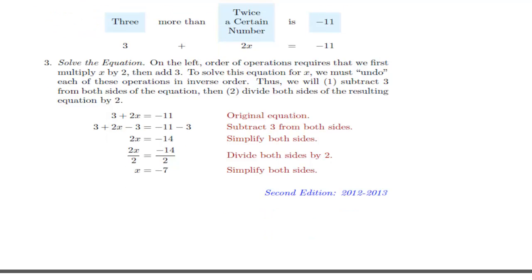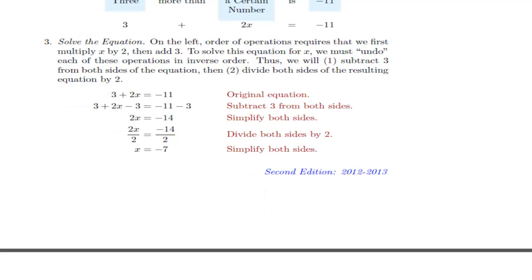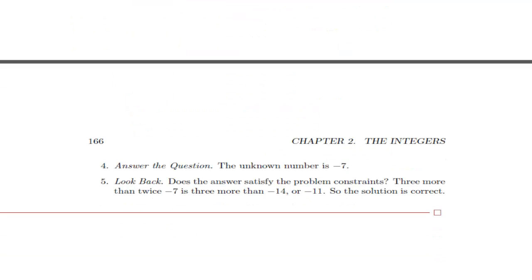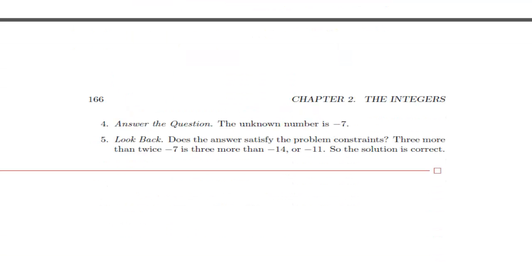3. Solve the equation. On the left, order of operations requires that we first multiply x by 2, then add 3. To solve this equation for x, we must undo each of these operations in inverse order. So taking the original equation, first we will subtract 3 from both sides of the equation to get 2x equals negative 14. Then second, we'll divide both sides by 2 to get x equals negative 7. 4. Answer the question. The unknown number is negative 7. 5. Look back. Does the answer satisfy the problem constraints? 3 more than twice negative 7 is 3 more than negative 14 or negative 11, so the solution is correct.